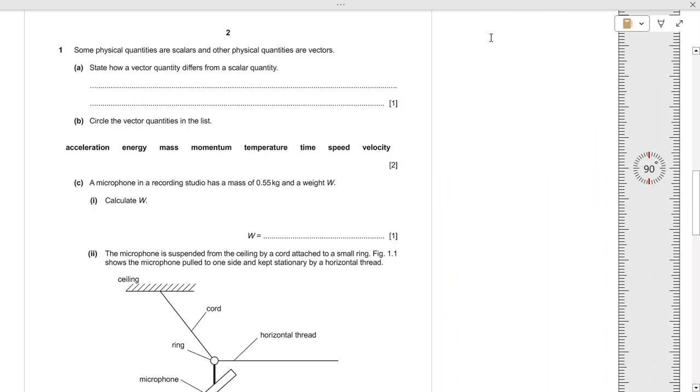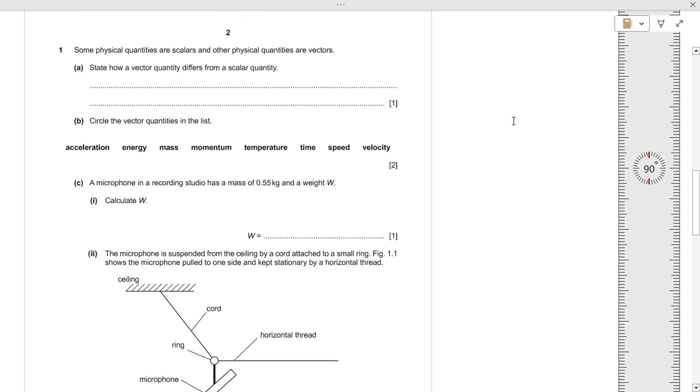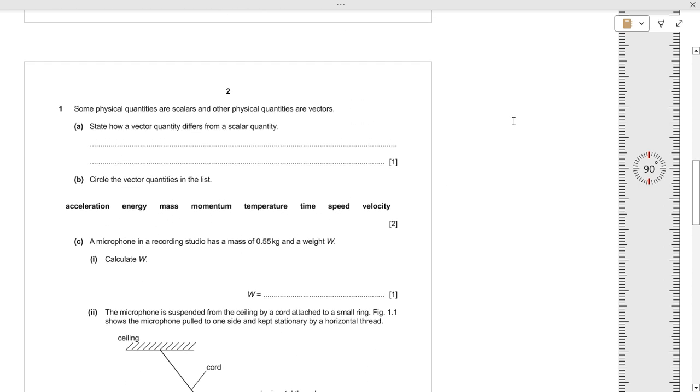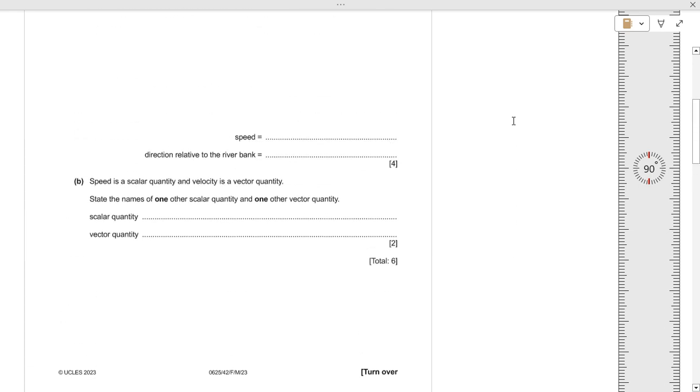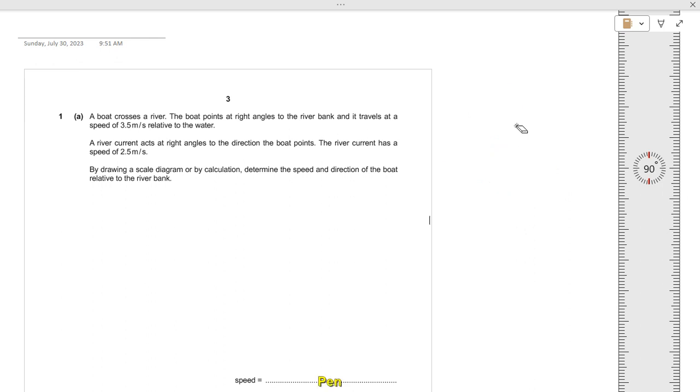Hi everyone. Today we are going to discuss two past paper questions which are relevant to vectors. Question number one I scraped from the 2023 paper, and the second question is the first question of the 2021 paper. Both are Extended Cambridge 625 papers. Okay, let's move to the first question.